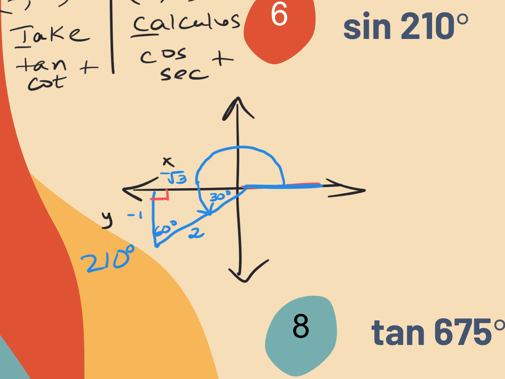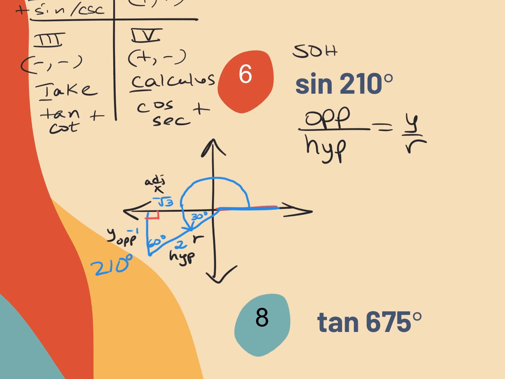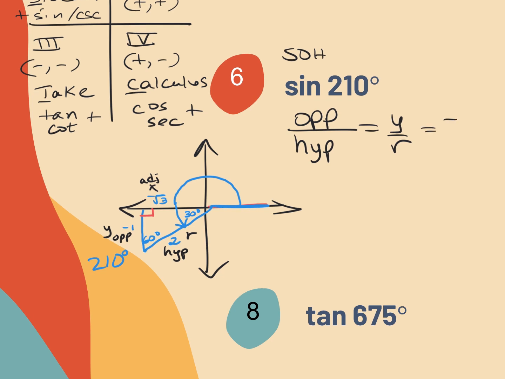Now, if you want to go ahead and do it as opposite and adjacent, and this is hypotenuse, you can also do it that way. So to find sine of 210, I can either do opposite over hypotenuse, because this is the "so" in SOH-CAH-TOA, and then this would be y over r. So my side that's opposite is -1, and my hypotenuse is 2. So the answer of sine of 210 is -1/2.